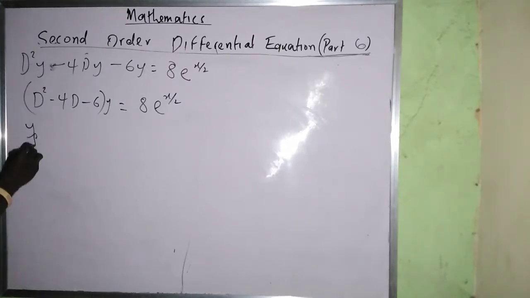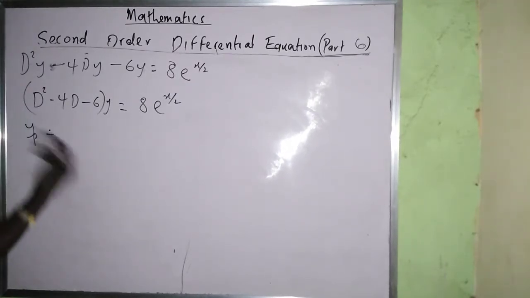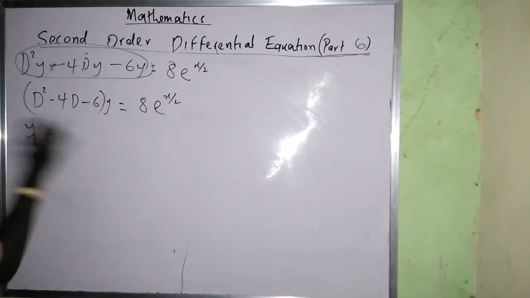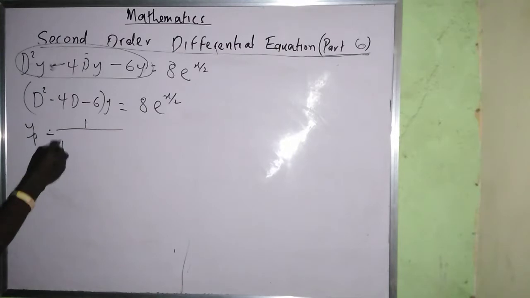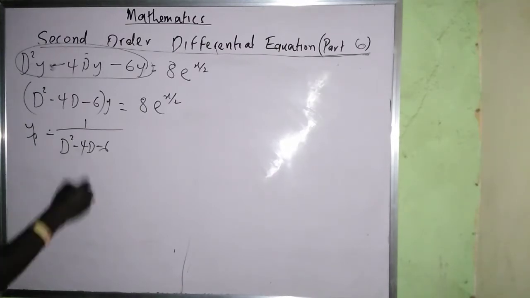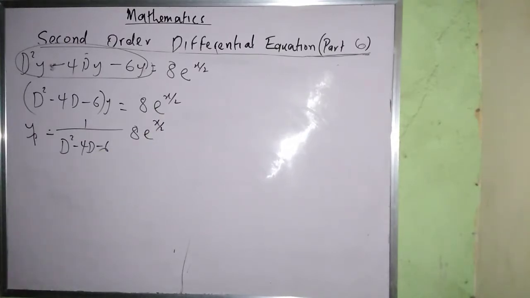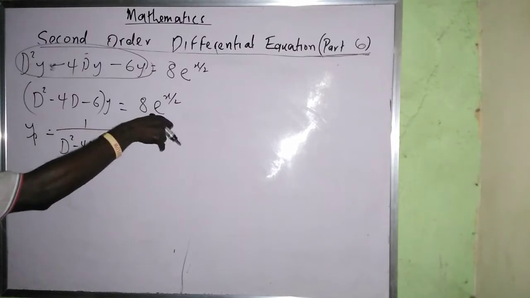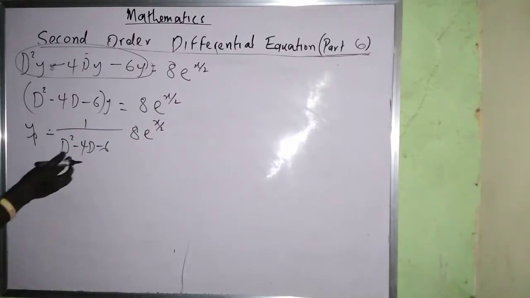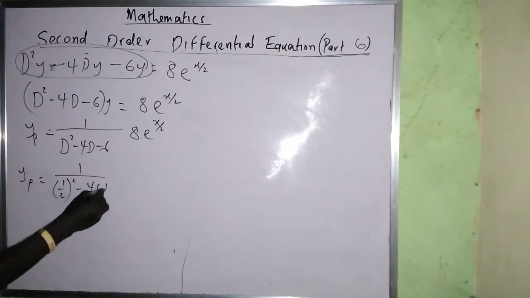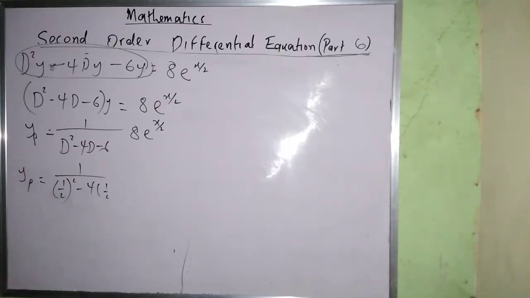Now, my y particular will be equal to 1 divided by D squared minus 4D minus 6 of 8e^(x/2). Sorry, I won't move on to the homogeneous part, there's no time for that. Now, this is where the problem lies. If I put 1 over 2 here, yp equals 1 divided by (1/2) squared minus 4 bracket of 1 over 2.